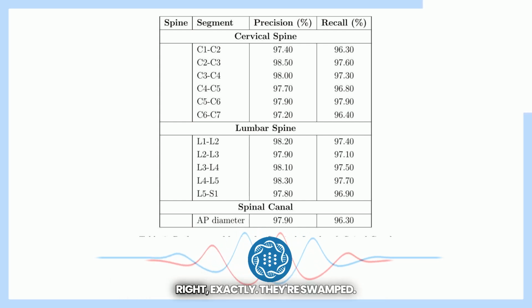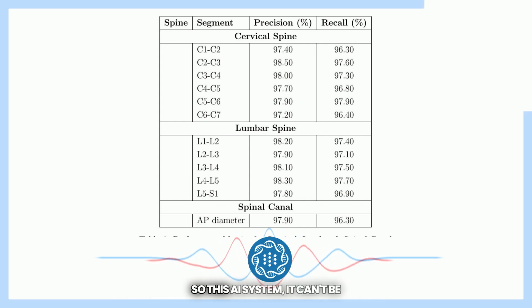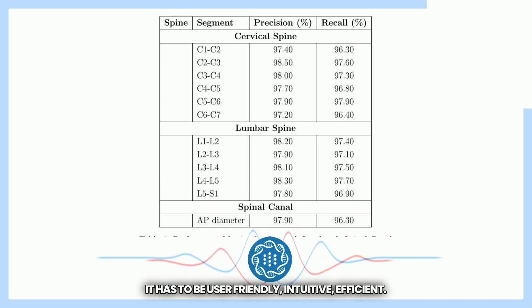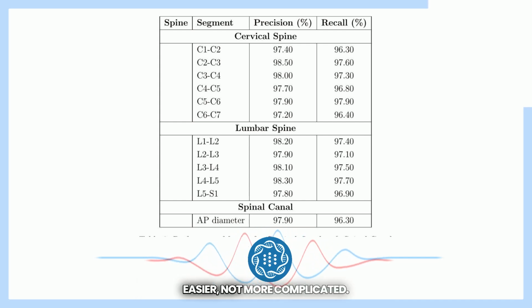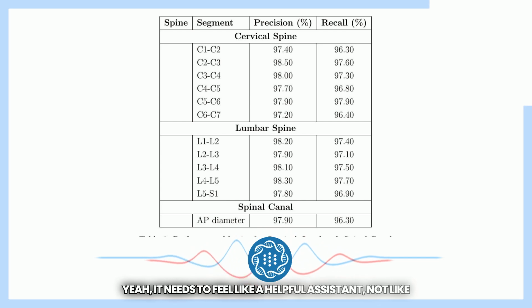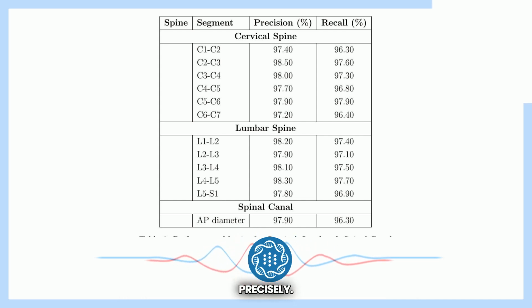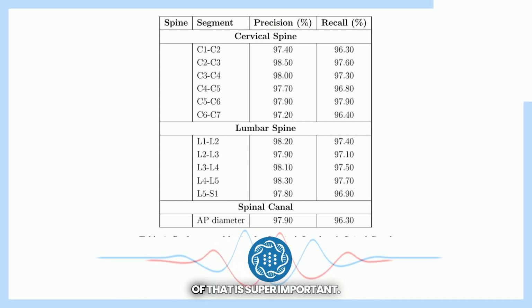Right, because they're already so busy, right? Exactly, they're swamped. So this AI system can't be something that adds more to their plate. It has to be user-friendly, intuitive, efficient. It should make their lives easier, not more complicated. Yeah, it needs to feel like a helpful assistant, not like another piece of software they have to learn to use. Precisely. So user interface, workflow, all of that is super important.